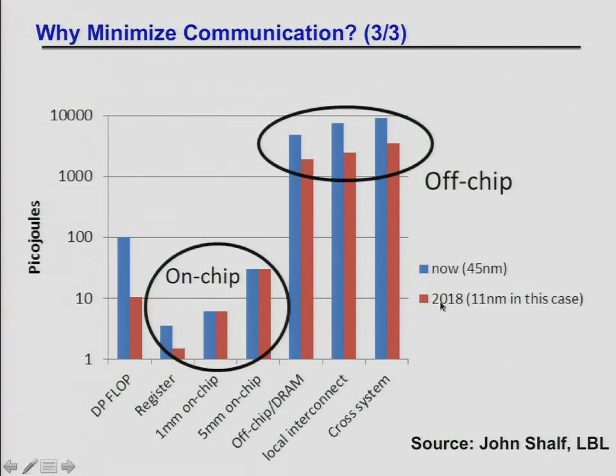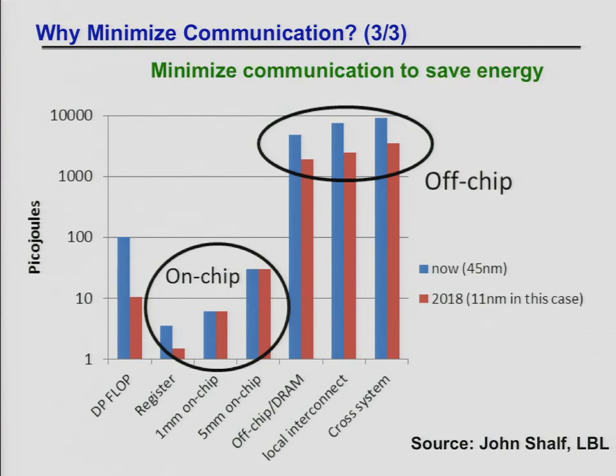And the red is a prediction of what it's going to look like in a number of years, in 11 nanometer technology. And everything is going to get better. That's still true. In fact, arithmetic is going to get 10 times cheaper. But the other parts are not going to get that much cheaper. So now we're talking about 2.5 orders of magnitude more cost per operation to do stuff. So, and this is why I color it green, we want to minimize communication to save energy. So that's also a good thing to do.